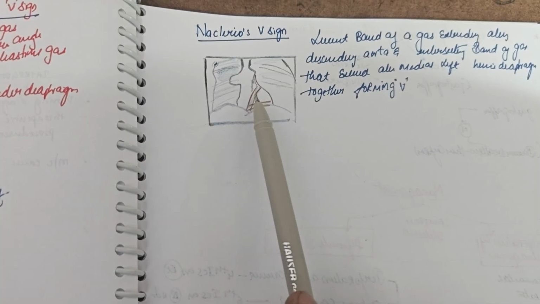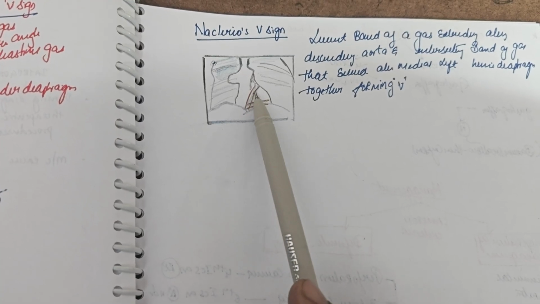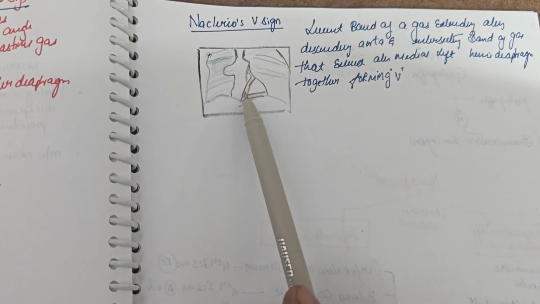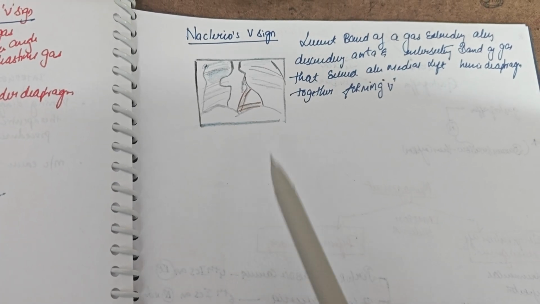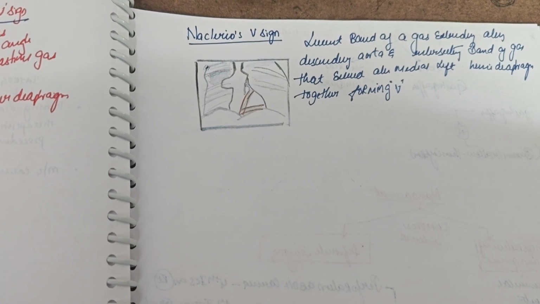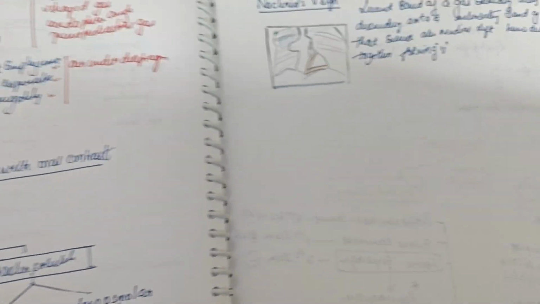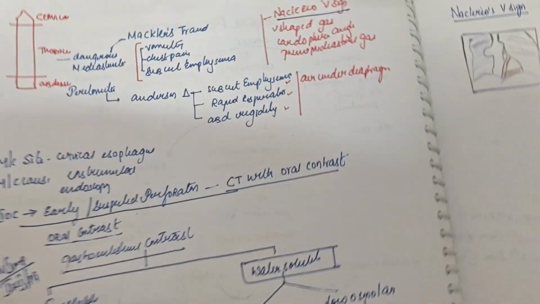You can see this V shape. So this V shape is because of gas along the descending aorta, and this V-shaped gas is present at the left hemidiaphragm. So these are the points which we need to understand.